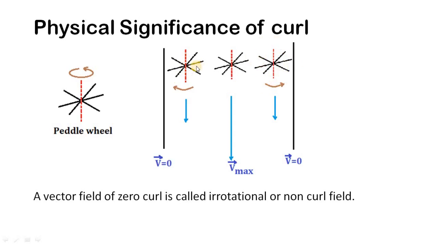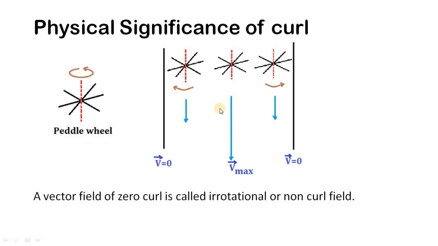The reason being, the velocity of water is more on this side of the paddle wheel than this side, therefore the paddle wheel will be turning in the clockwise direction. Similarly here the velocity of water is more on this side than this side, therefore the paddle wheel will be turning in the anti-clockwise direction. Now if we introduce the paddle wheel at the center of the stream, then the velocity of water on both the sides remains the same, therefore the paddle wheel will not turn at the midstream.